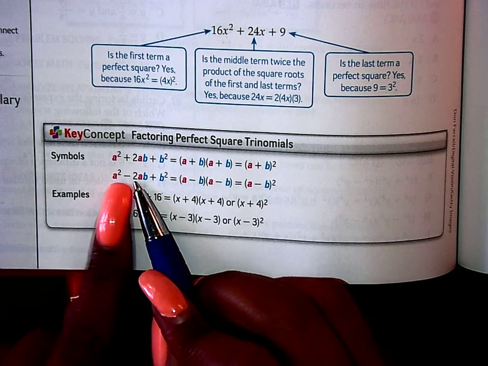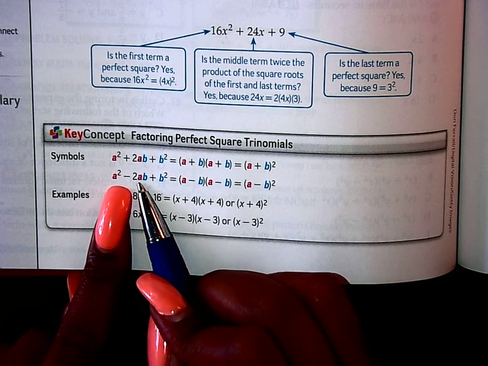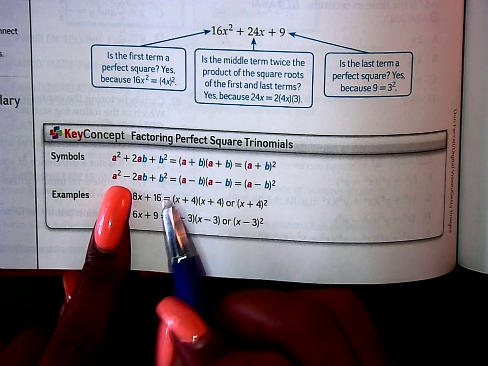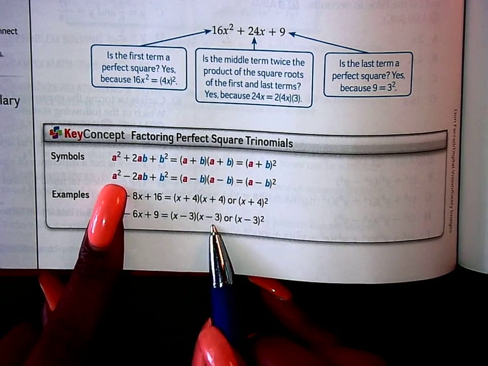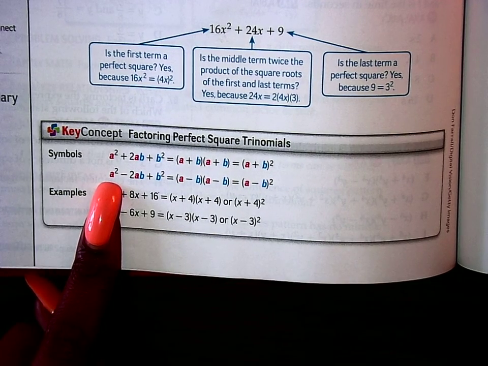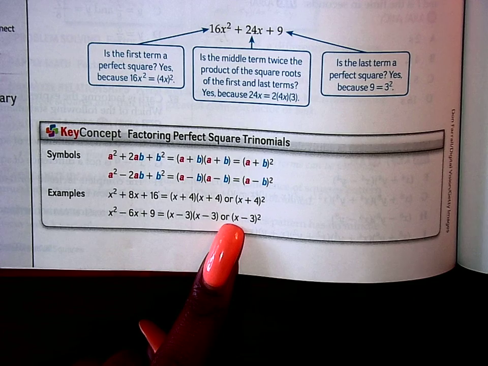But here, there's a formula for that one. Even though it's negative, it's still negative 2ab, correct? So that's why we use this second formula. X minus 3 times x minus 3. Okay? And once again, like I said, there's a way you can check your answer. All you would have to do is do box method and multiply it out.